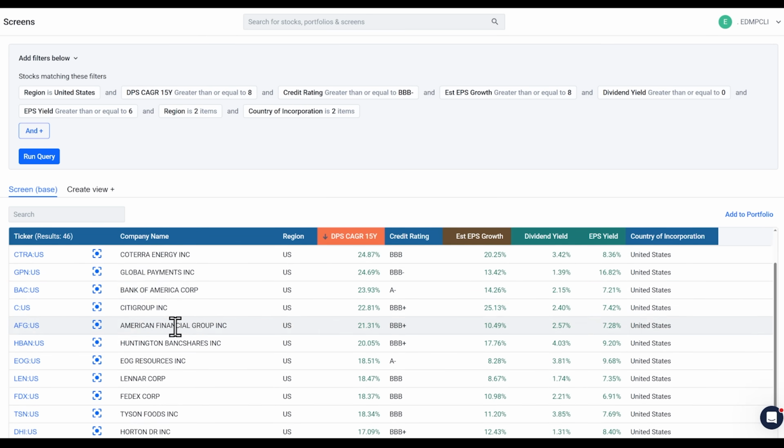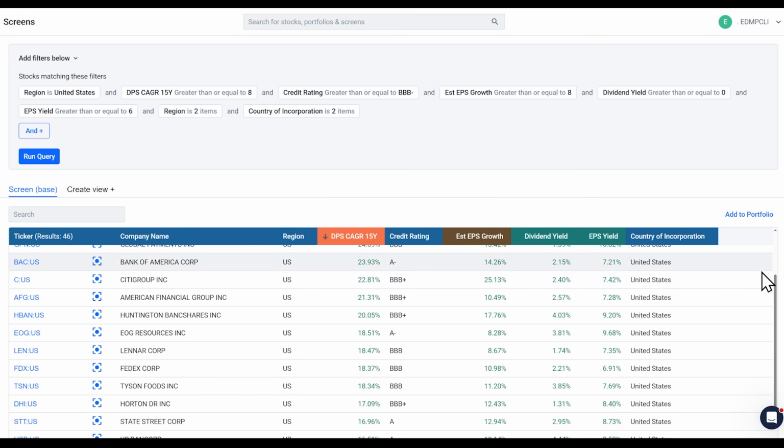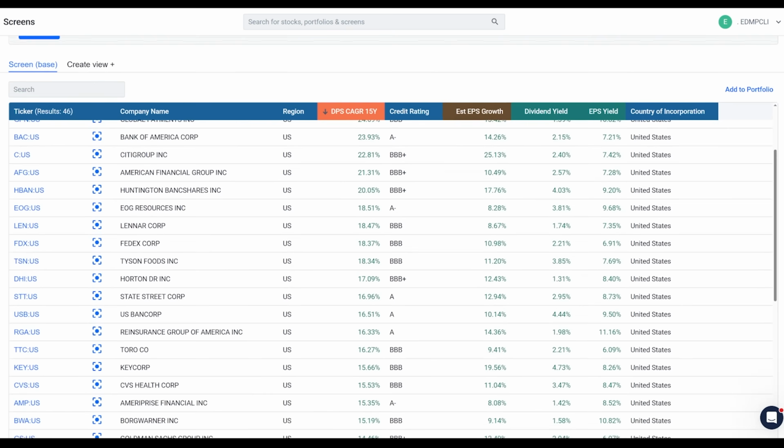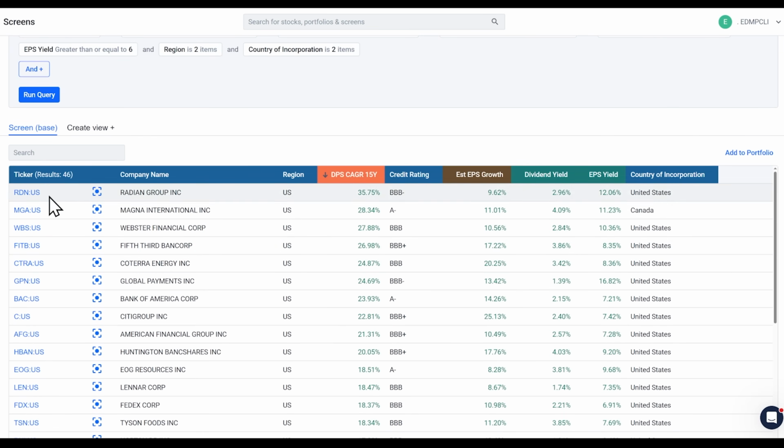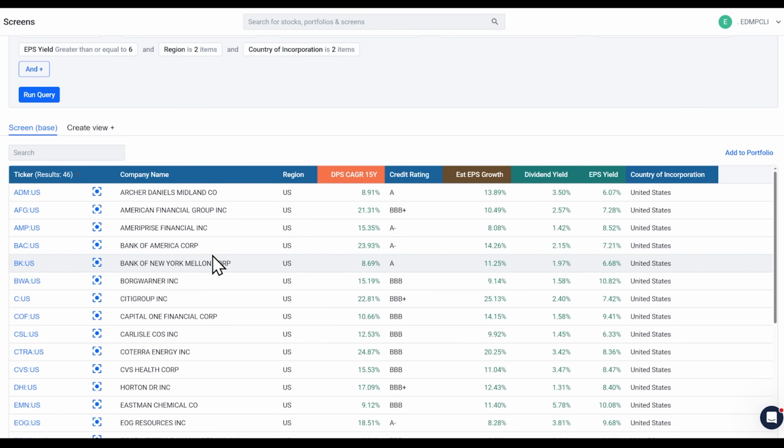Okay, now what I've done is I've created 46 names here, or a screen. This is the first step of the screen. I've found these 46 names here. We'll put them in alphabetical order. Be easier for you to follow, perhaps. And again, they're different quality ratings, different dividend yields, but what I'm focusing on here is dividend growth.